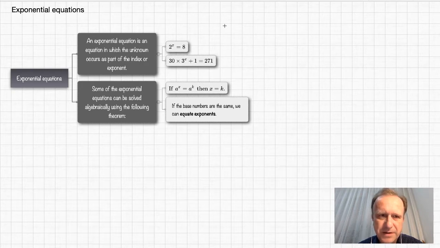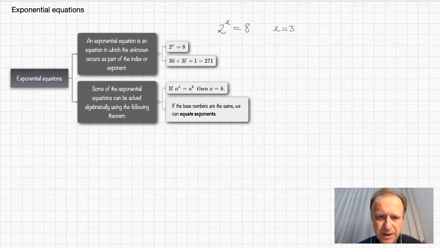Let me write it down for you. 2 to the power of x equals 8. Once you have such an equation, your unknown is x, and as you see, it is part of the exponent. What you need is to find the value of x so that it satisfies this equation. One can easily find such a value: x equals 3. As you can check yourself, 2 to the power of 3 equals 8. So this is the solution to the equation.